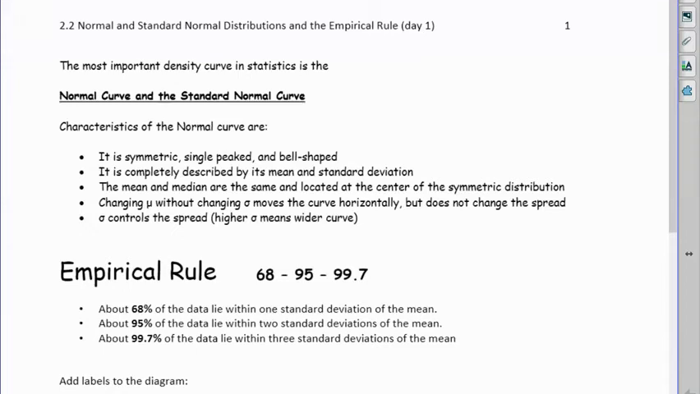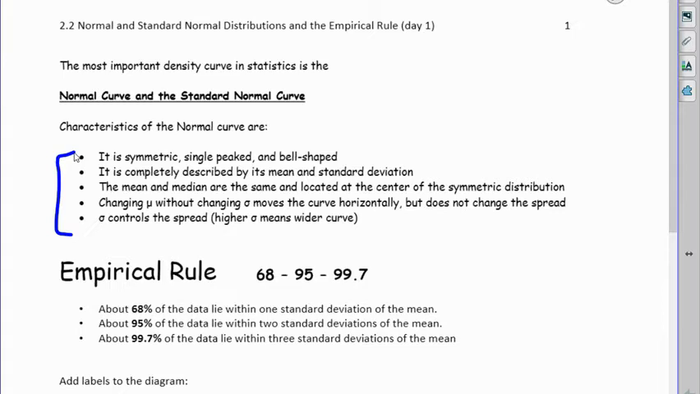Day one of the normal and standard normal distributions and the empirical rule. Definitely the most important density curve in statistics is the normal curve, and it describes many types of data. The characteristics of the normal curve are that it's symmetric, single-peaked, and bell-shaped. It's completely described by its mean and standard deviation. The mean and median are the same and located at the center of this symmetric density curve.